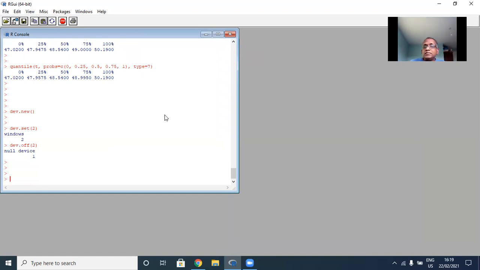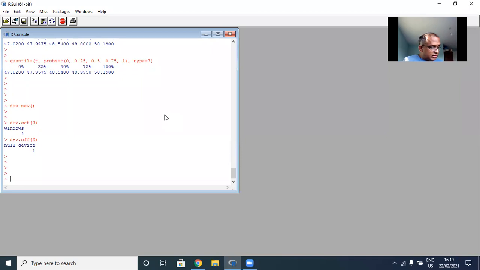Especially when you have multiple windows, you can choose which window you want to plot something in, right? But in the example that I just did, I only had one window. Right, now the next thing I'm going to show you is how to do plotting.